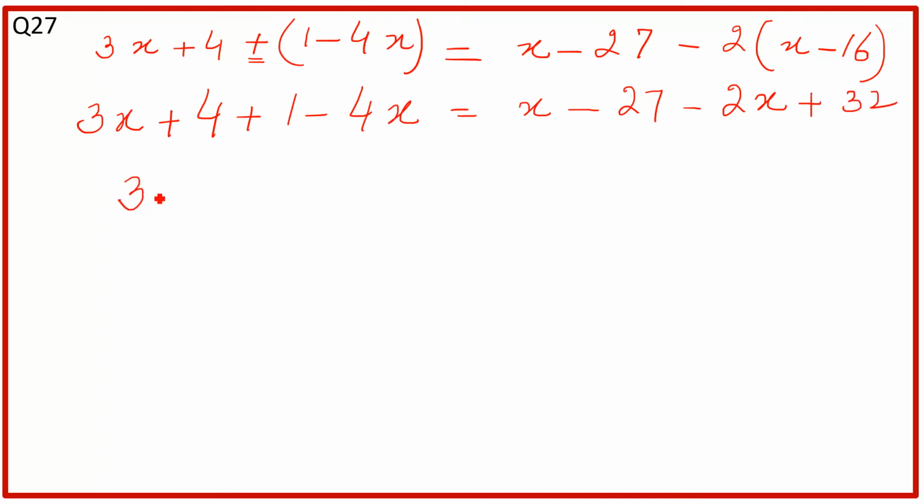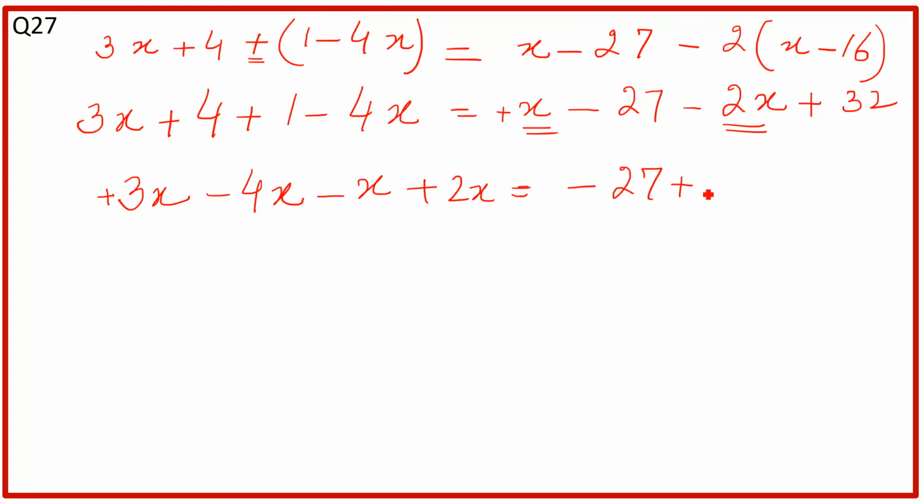So this is 3x with a positive sign, and this is negative 4x. This x is here on the right hand side, so we will take the transpose. It will be negative, and this is positive 2x. On the right hand side we have negative 27 plus 32, and these two constants we will take the transpose of. It will be positive 4 and negative 4 and negative 1.